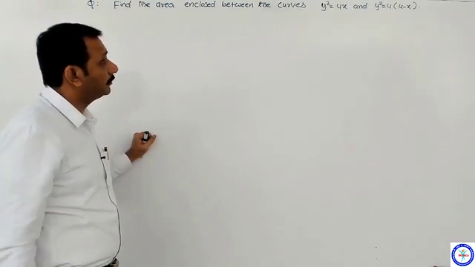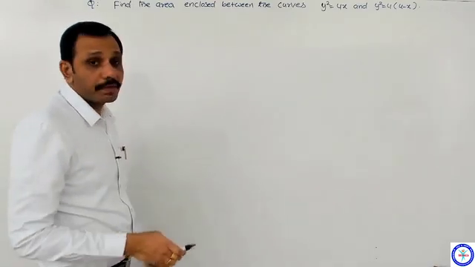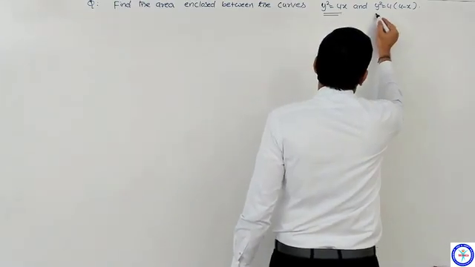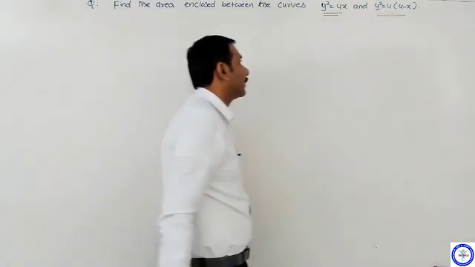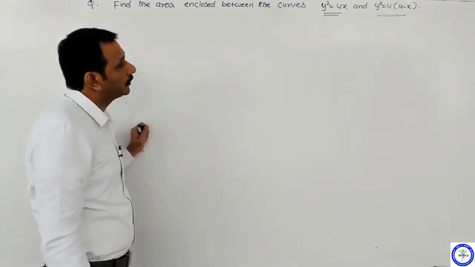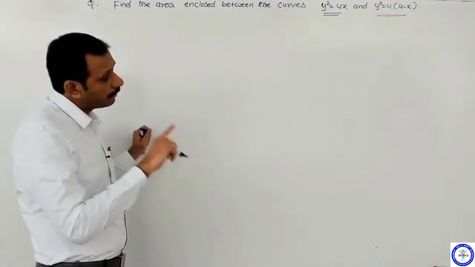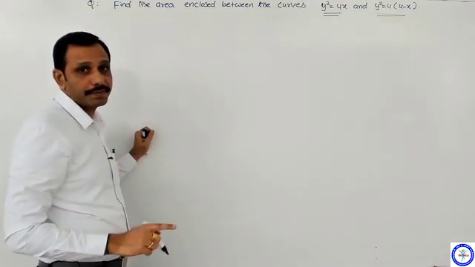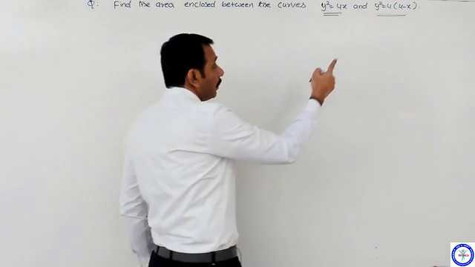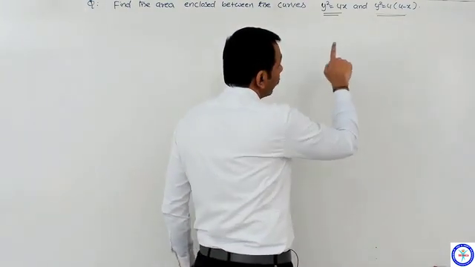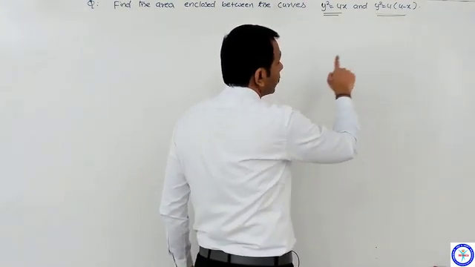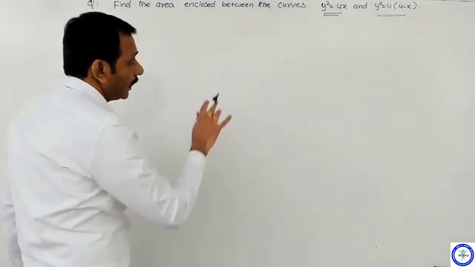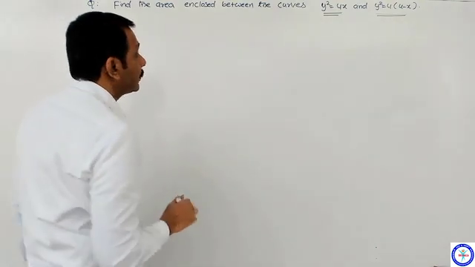Look at this problem. Area enclosed between the curves y square equal to 4x and y square equal to 4 into 4 minus x. Here also both parabolas only. But of course, previous problem parabolas, one open upwards, one open downwards. Whereas here y square equal to 4x, one open rightwards, y square equal to 4 into 4 minus x, other open leftwards. Let us see this. First, let us find point of intersections of these two curves.